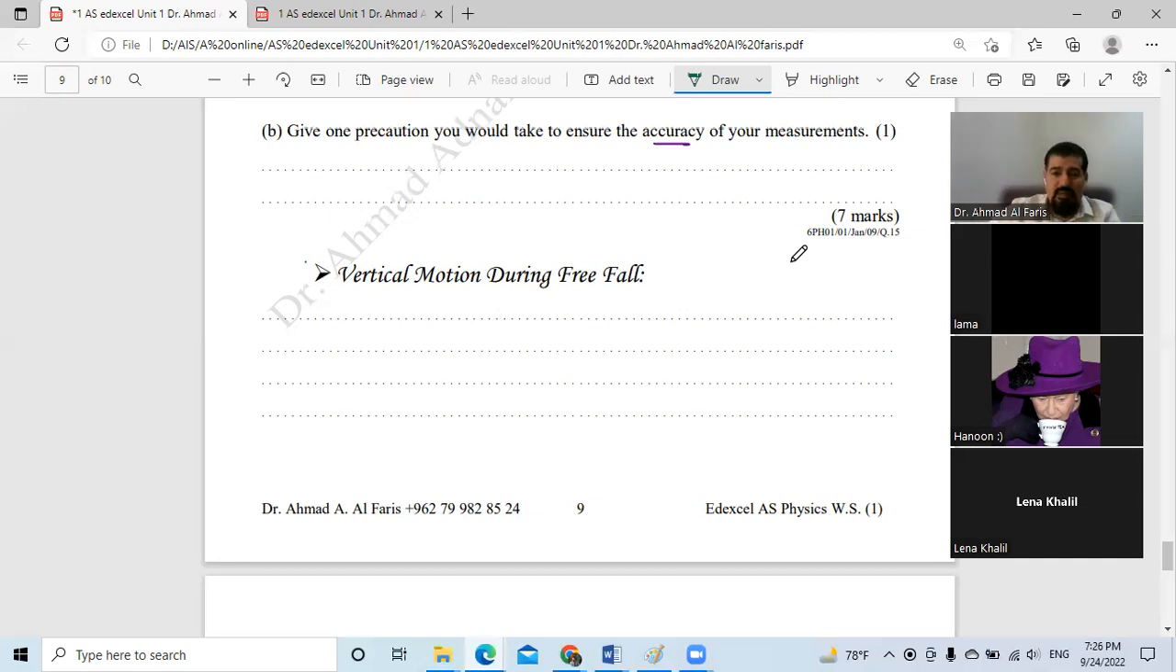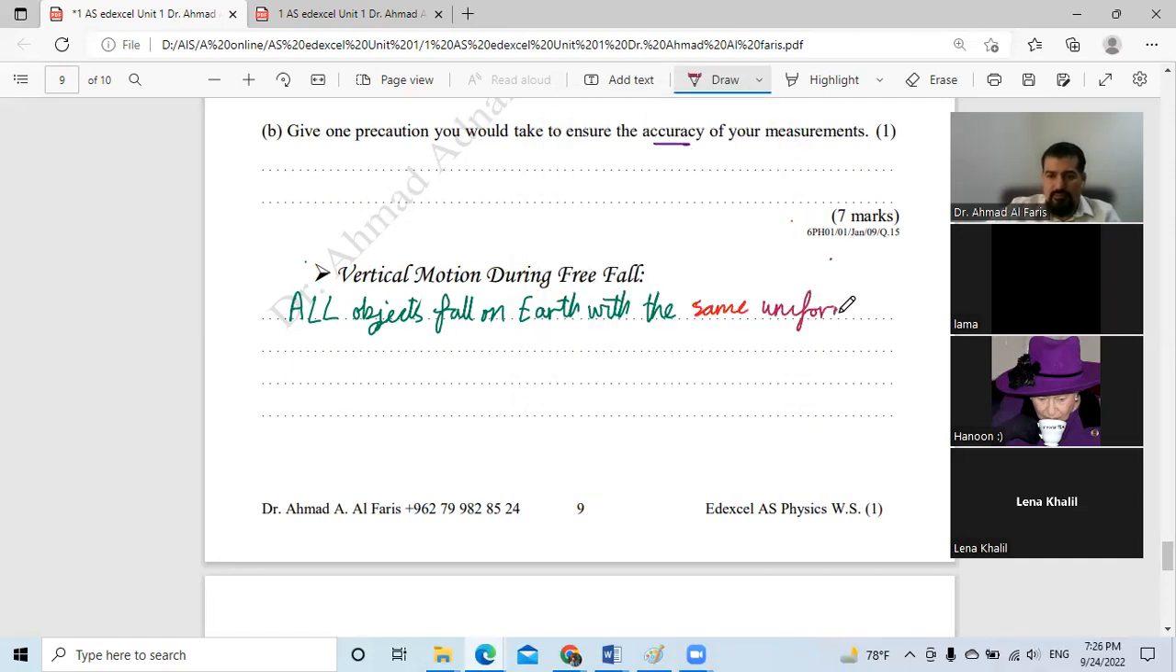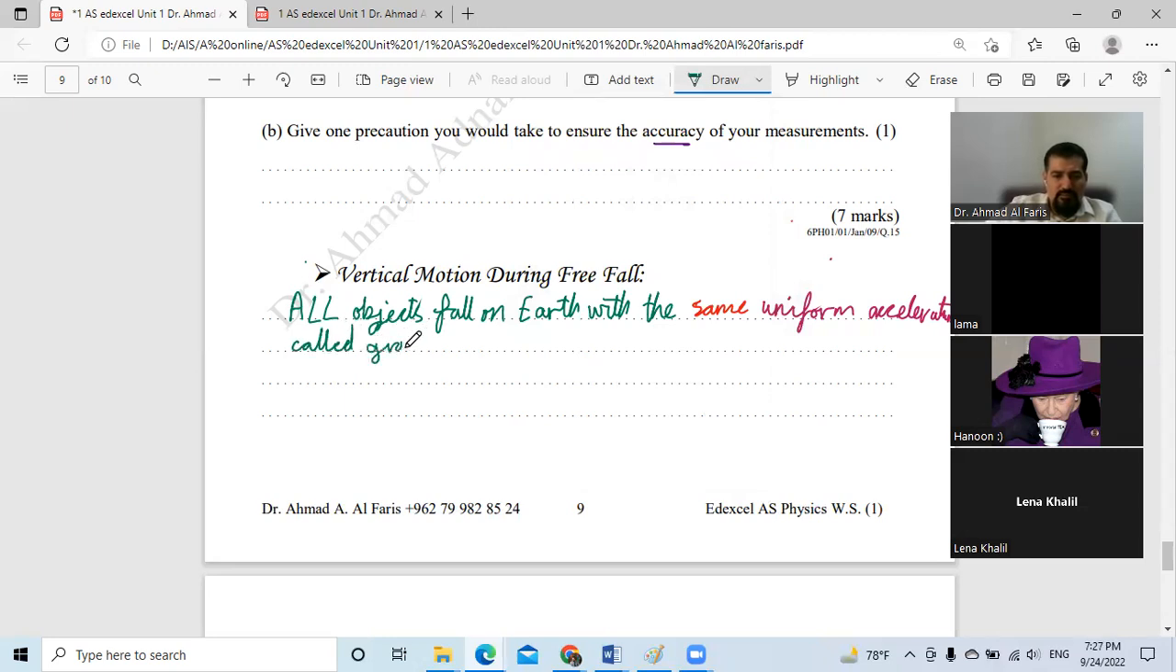There's no air resistance. That means what, Yeshua? When I said all, that means all. All objects fall on Earth or other planets with the same uniform acceleration called gravity acceleration, and it is equal to 9.81 meters per second squared on Earth.